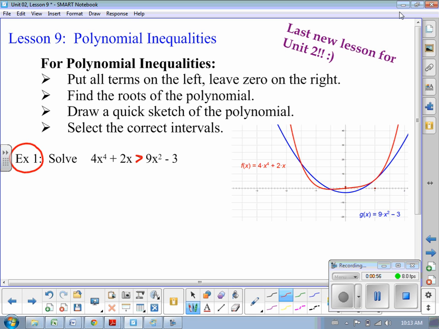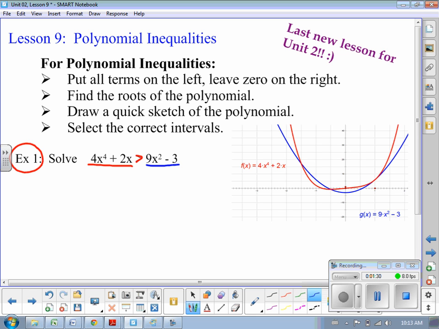So we have in red 4x to the power 4 plus 2x, and in blue 9x squared minus 3. And we want to know all of the places where the red graph is bigger or higher up than the blue graph. So if we had the graph, we could come up with an estimate of all the places where the red one is higher than the blue one, and the intersection points are where it's going to flip between the two. But even with the graph, it's not completely straightforward to figure out what those exact values are.